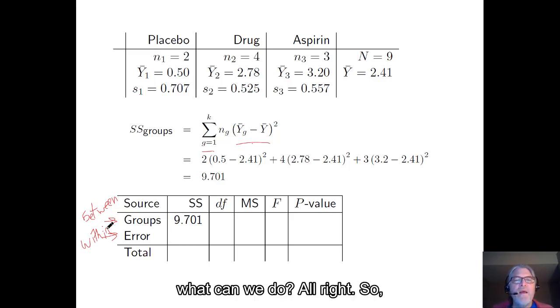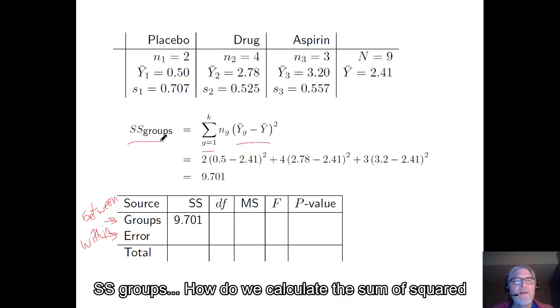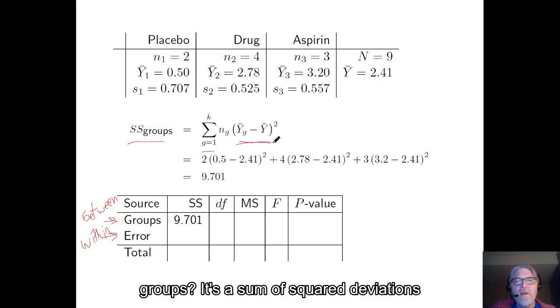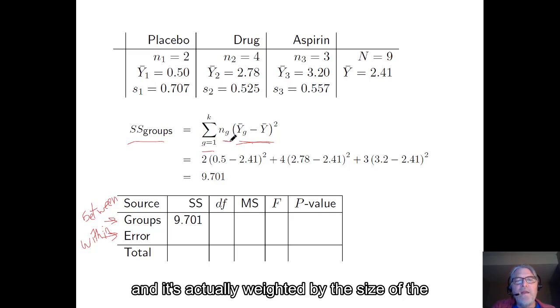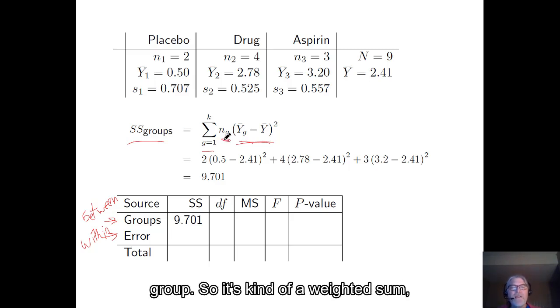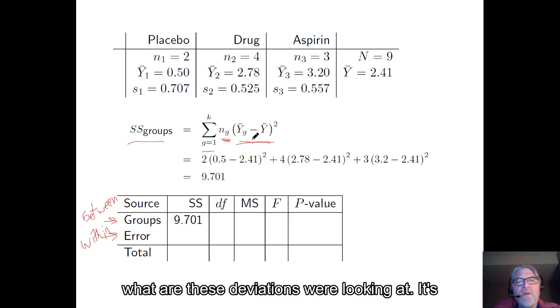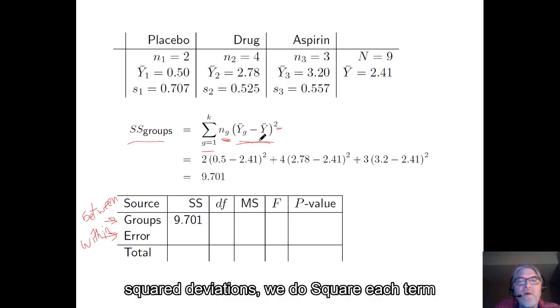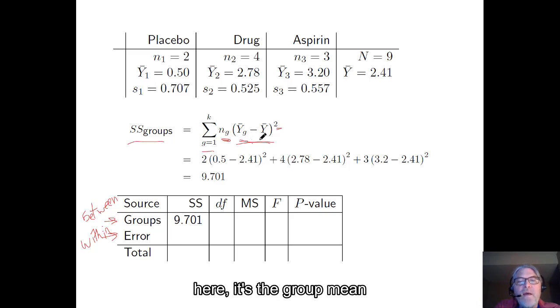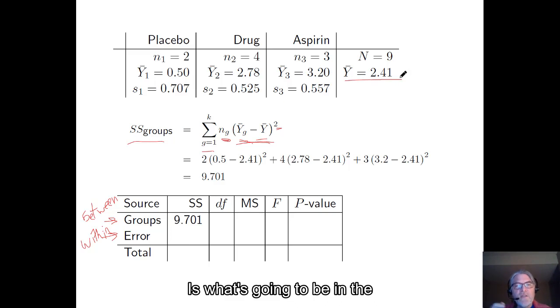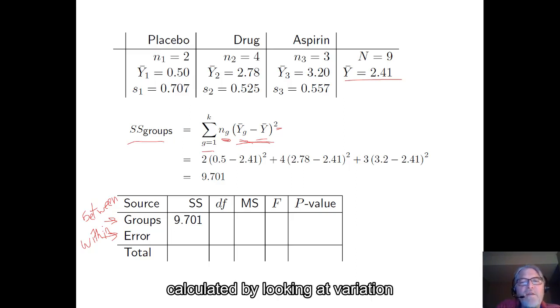There's a tradition to call them groups and error, which is a bit confusing, I admit, but what can we do? All right, so SS groups, how do we calculate the sum of squared groups? It's a sum of squared deviations, and it's actually weighted by the size of the group, so it's kind of a weighted sum. What are these deviations we're looking at? These squared deviations, we do square each term here. It's the group mean minus the grand mean. This is what's going to lead to the numerator of our F statistic.